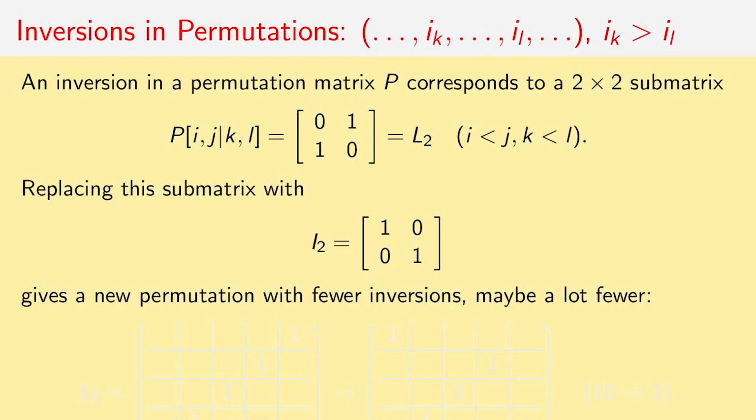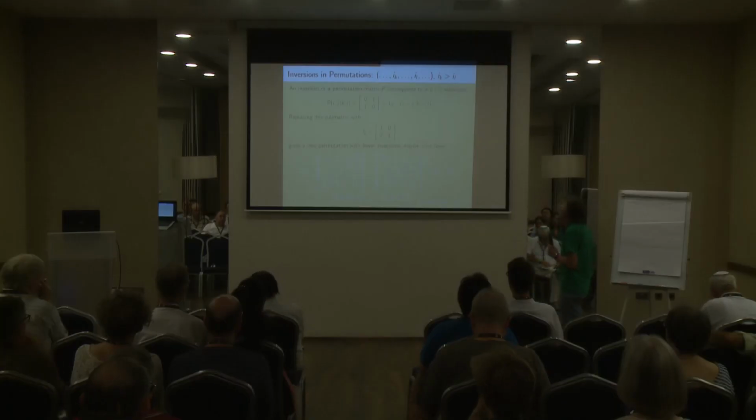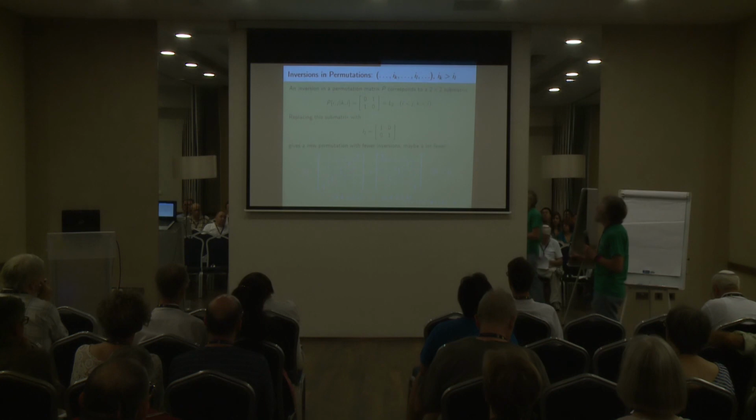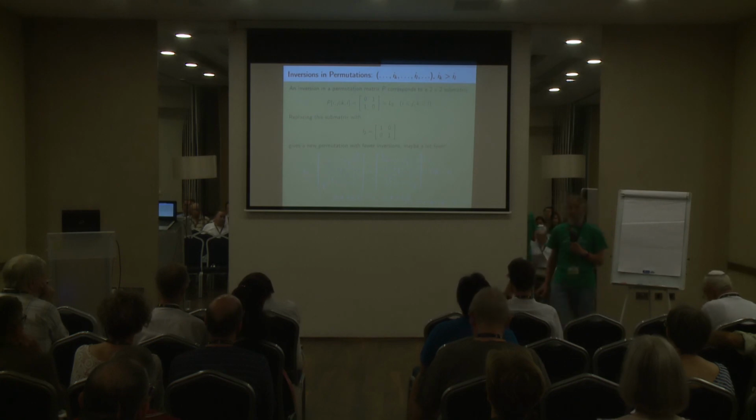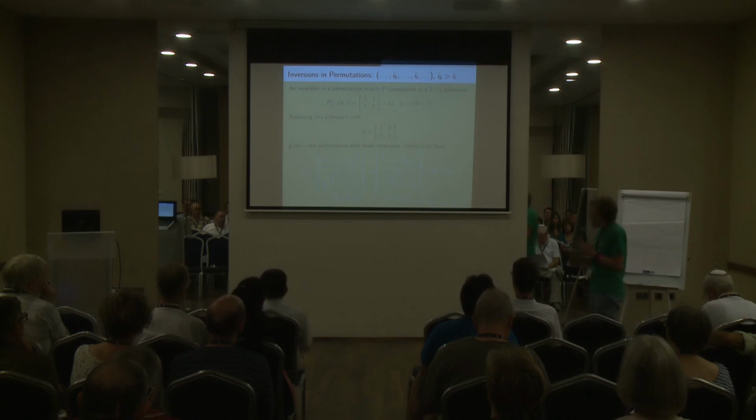Now, an inversion in a permutation matrix, or an inversion in a permutation, is simply a pair of integers such that a larger one precedes a smaller one, okay? i_k bigger than i_l, even though k is less than l. And an inversion in terms of a permutation matrix really amounts to a 2x2 submatrix that looks like that matrix there. And if you replace that submatrix with the 2x2 identity, you get a new permutation with fewer inversions, okay, if you do the switching there.